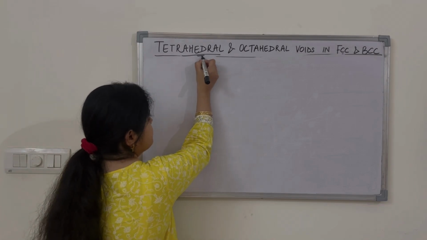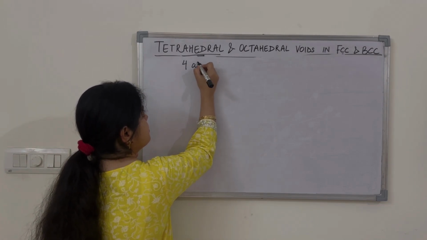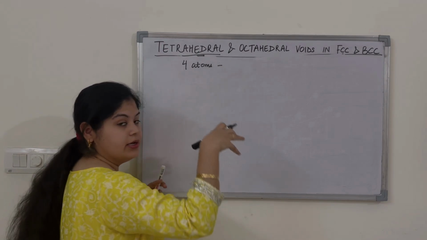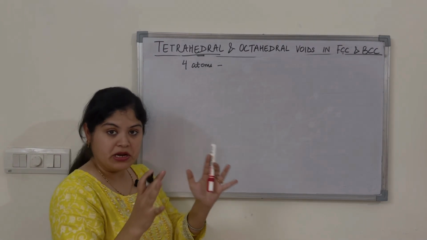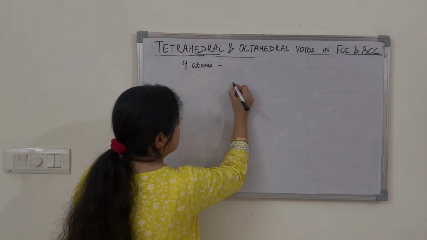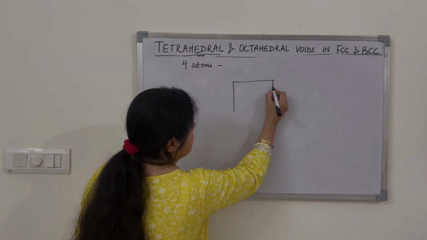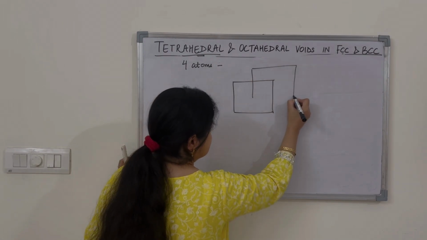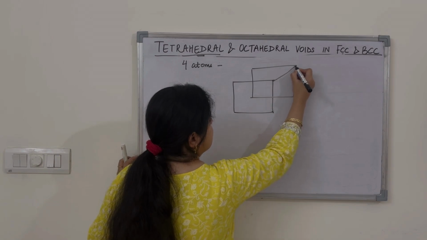So tetrahedral is formed by 4 atoms, 3 atoms in one plane and 1 atom on the top. So it makes a pyramid like structure. So we will look for pyramids now. So let us draw an FCC lattice, FCC unit cell.